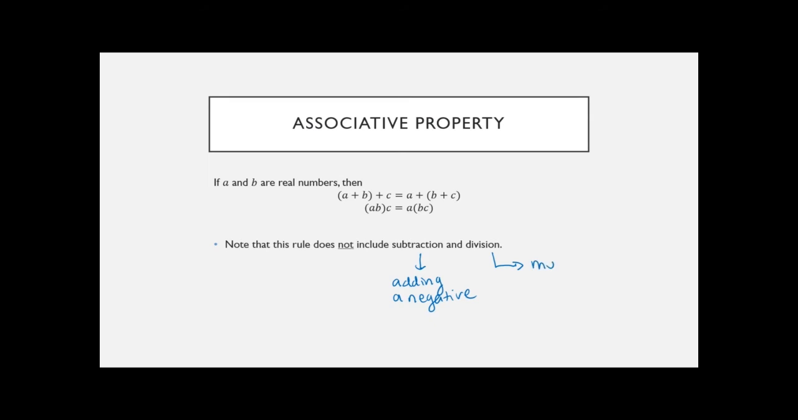And division is multiplying by the reciprocal. That's what we did when we were dividing by fractions, and it works for whole numbers as well. You multiply by the reciprocal. So you can turn a division problem into a multiplication problem as long as you take the reciprocal of what's after the division symbol. And then once you've got a multiplication problem, then you can use the associative property.